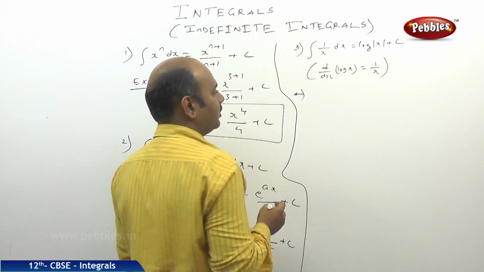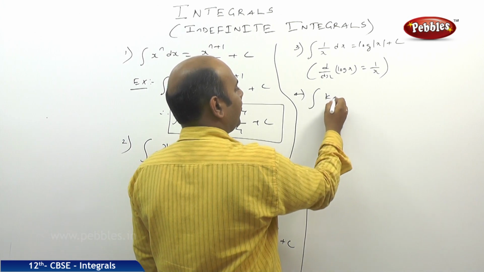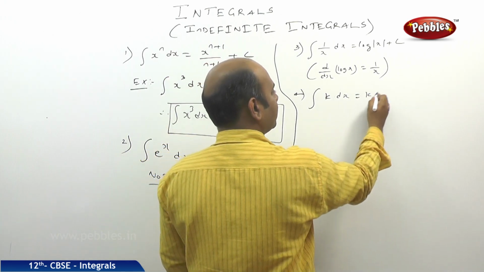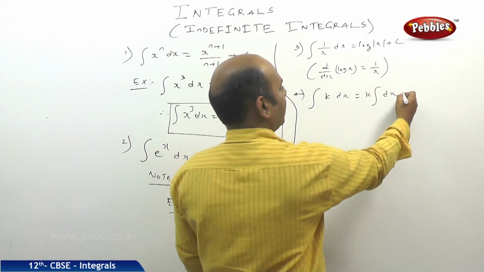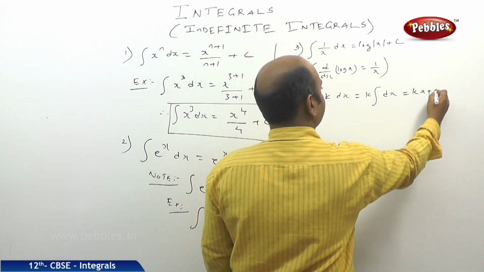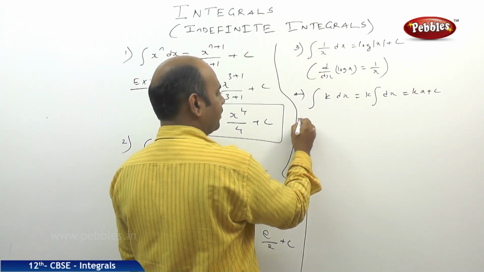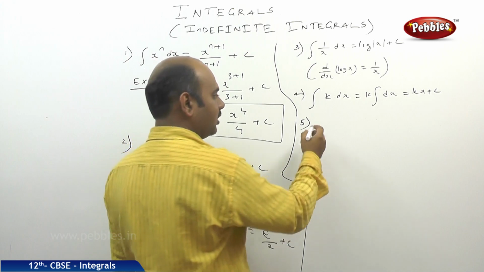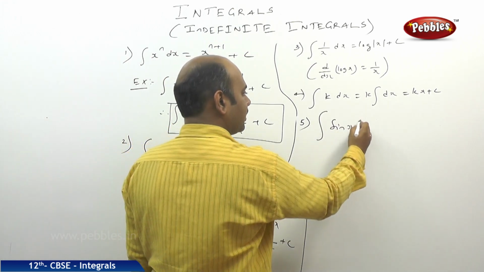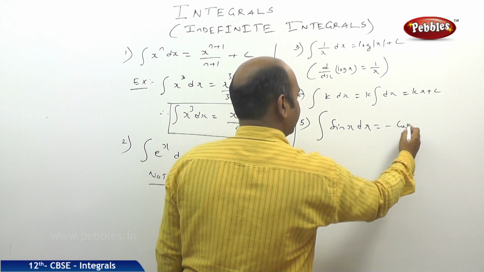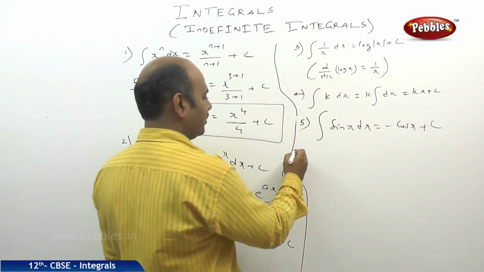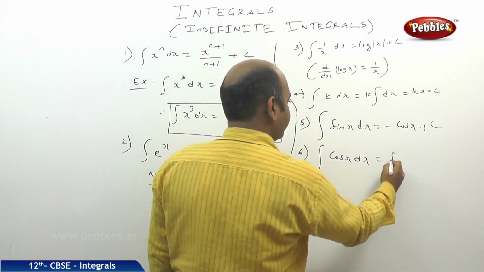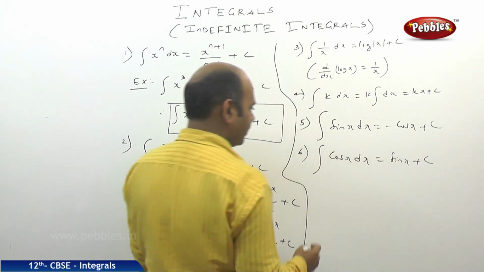Next, another formula we shall see: integral of k into dx. Here k is some constant, that k will come outside, and there remains integral of dx, and finally our answer will be k into x plus c. Now we shall see some basic trigonometric integration formulas. Integral of sin x dx is minus cos x plus c. Next, integral of cos x dx will always be sin x plus c.